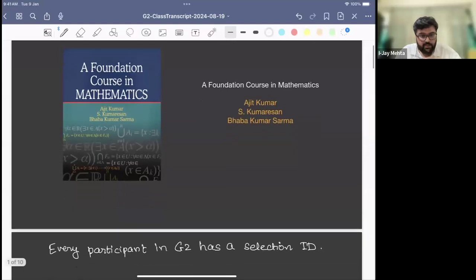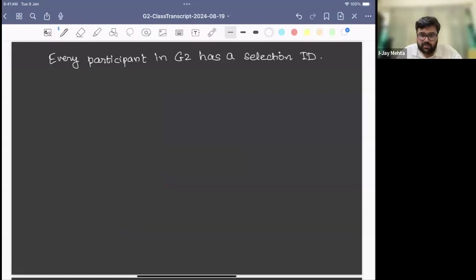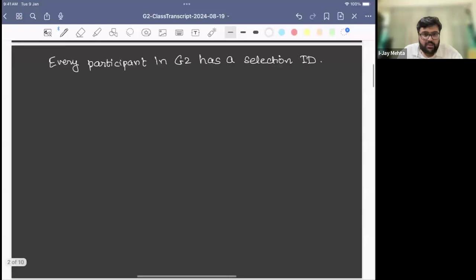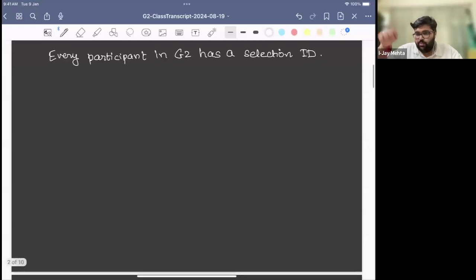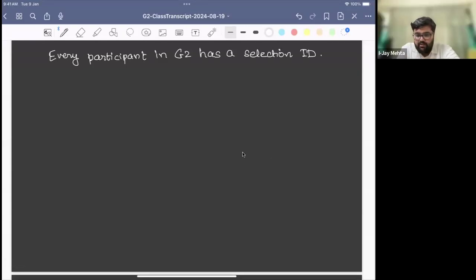So we'll consider some more examples today. So this is the statement, right? We discussed two or three examples like this in the last class at the end. So the statement is: every participant in G2, and by G2 I mean this class, has a selection ID. Do you think the statement is true? If you think it is true, say yes. If you think it is false, say no. Every participant in G2 has a selection ID. If yes, then say yes. No, then no.